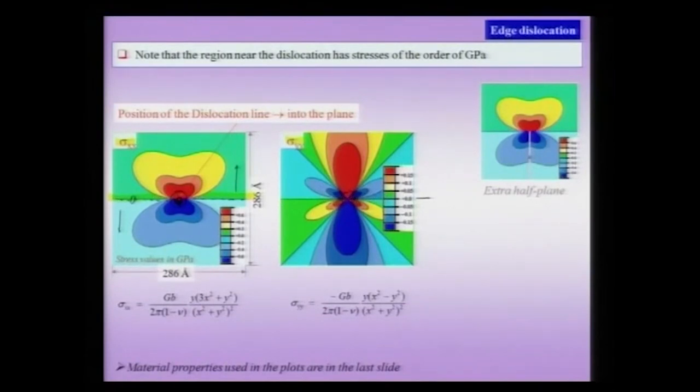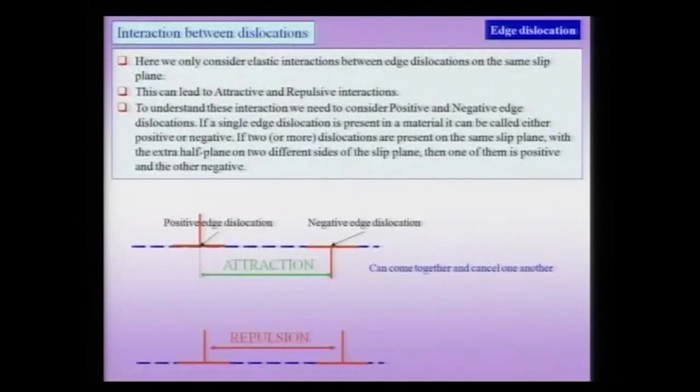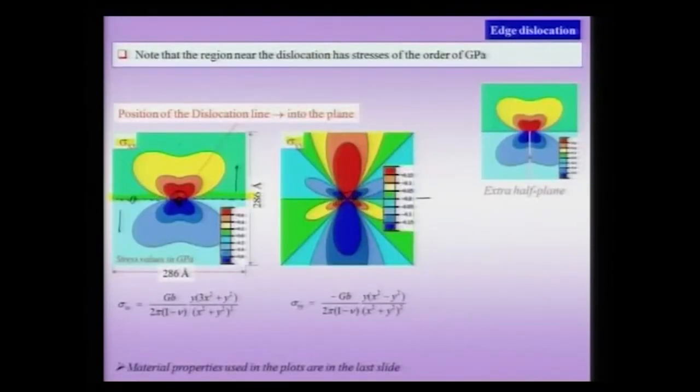So we can have the sigma x and sigma y plots, and obviously if I want to correlate my sigma xx plot with the presence of the extra half plane, it is in the compressive region of the stress field. So this is my compressive region wherein my extra half plane is present. Now this is the typical plot of a sigma x, and you can in fact correlate it with this characteristic butterfly kind of shape.